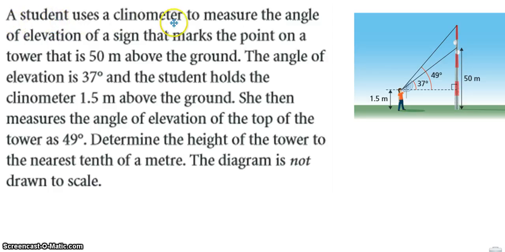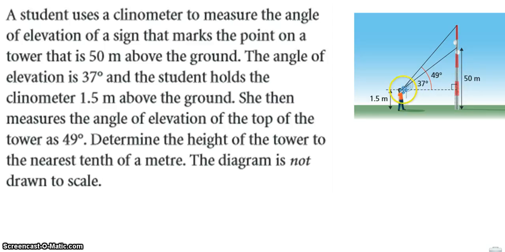It says a student uses a clinometer to measure the angle of elevation of a sign that marks the point that is 50 meters above the ground. So here's the pole, and there's a sign right around here that's 50 meters high. The angle of elevation is 37 degrees. So this makes a triangle right here, and we've got the student. The student is 1.5 meters above the ground, so the angle of elevation is actually measured from their eye line up to create the triangle.